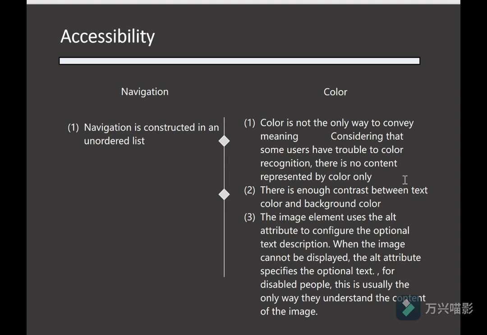And 2. There is enough contrast between text color and background color. 3. The image element uses the ALT attribute to configure the optional text description. If the image can't be displayed, the ALT attribute specifies the optional text. For disabled people, this is usually the only way they understand the context of the image.